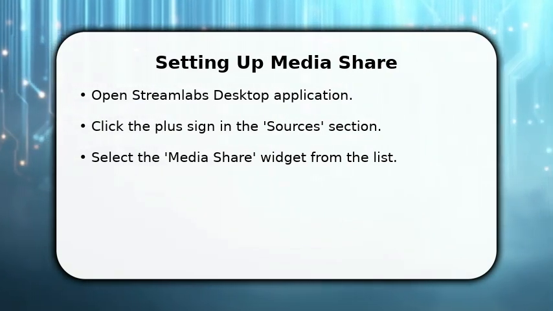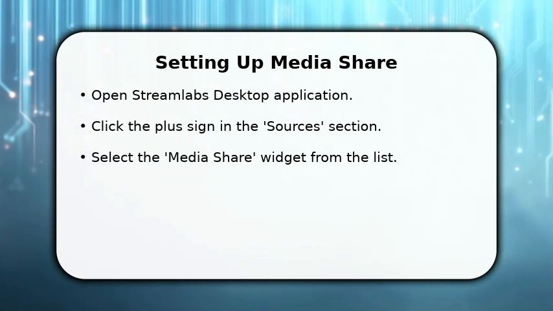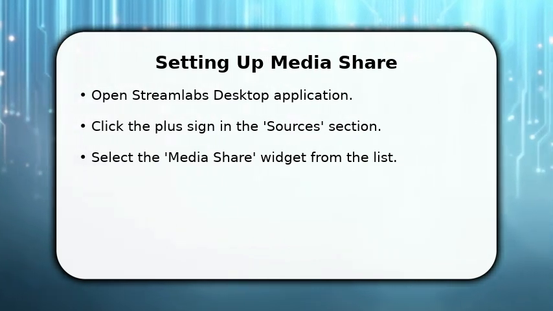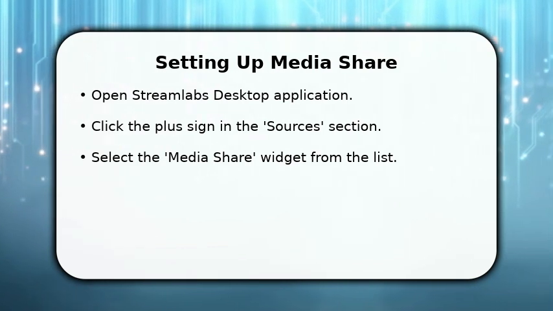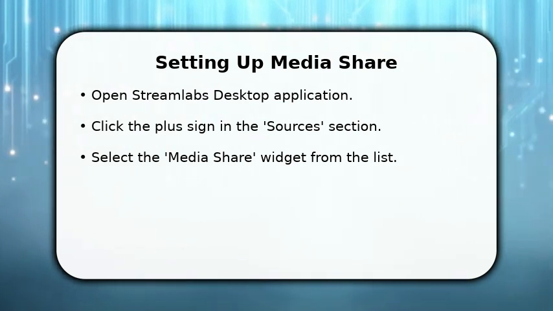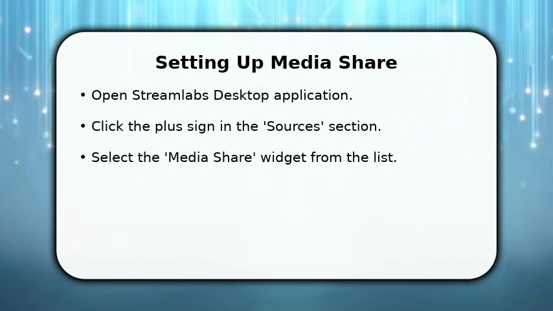To begin, open your Streamlabs desktop application. Next, locate the Sources section and click the plus sign to add a new source. From the available options, select the Media Share widget and then give it a descriptive name before proceeding.